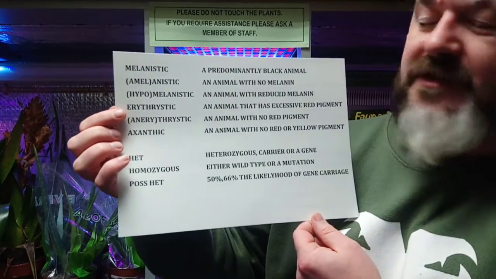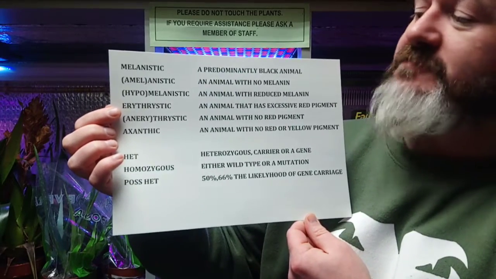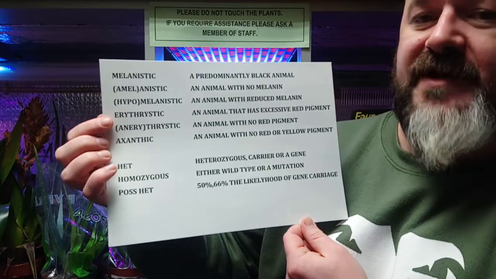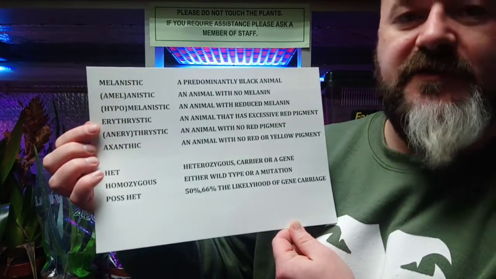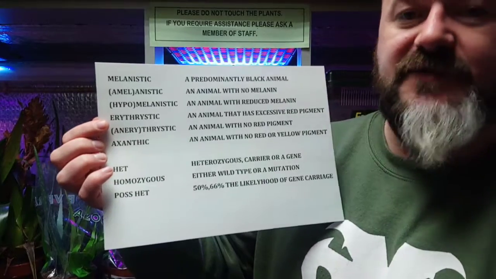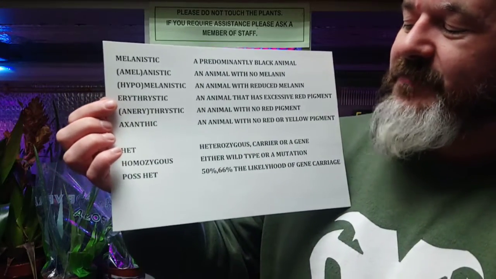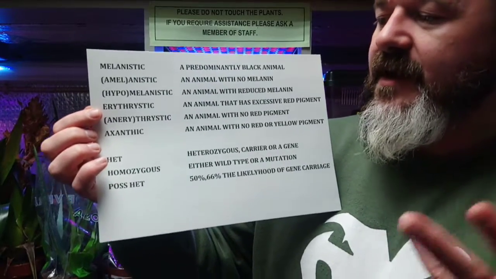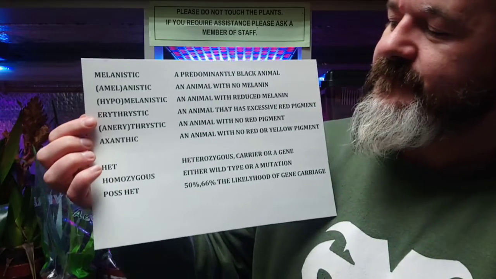Amelanistic is an animal with no melanin. Hypomelanistic, an animal with reduced melanin. Erythristic, an animal that has excessive red pigment. Anerythristic, an animal with no red pigment. Anery. So this is what we abbreviate to. And then exanthic, an animal with no red or yellow pigment, very similar to anerythristic. But this tends to be seen in pythons predominantly.